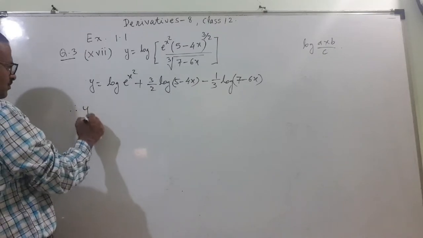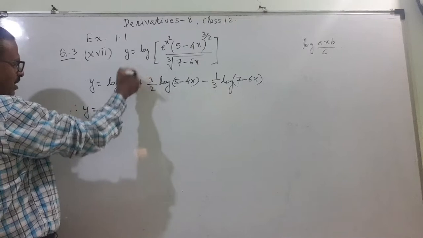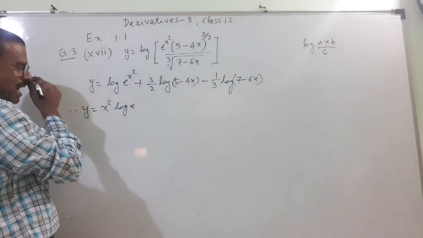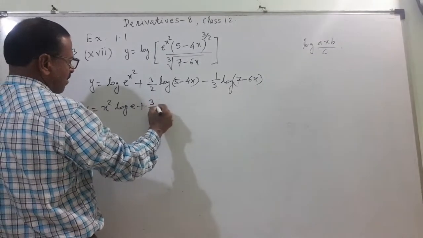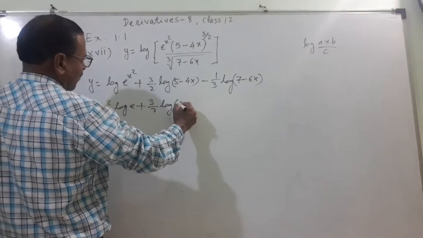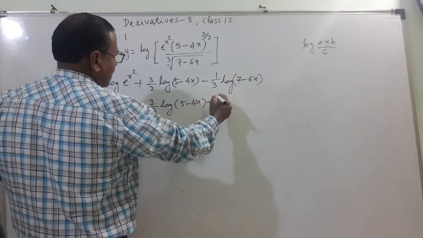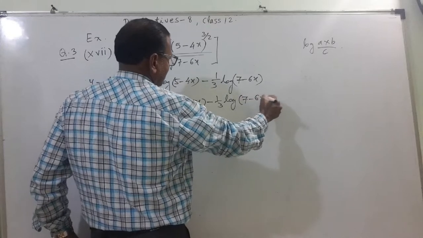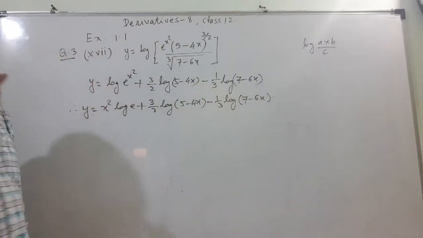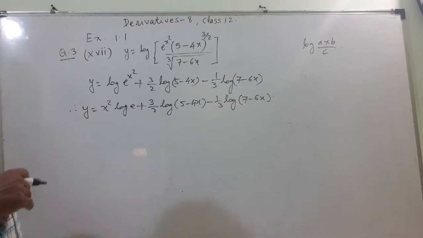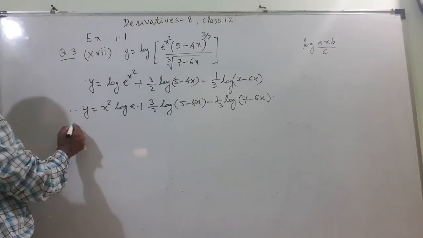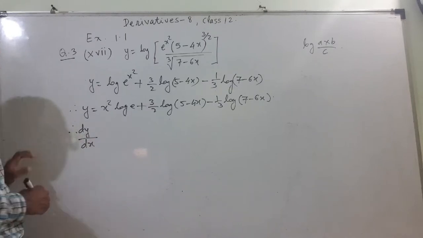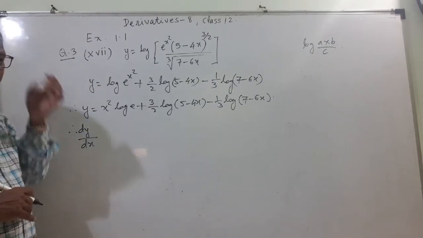Therefore, y is equal to, this is a power, it will come here, x square into log of e. This purpose I have kept here, plus 3 upon 2 log of 5 minus 4x minus 1 upon 3 log of 7 minus 6x. Okay, therefore dy by dx, whatever way you are employing, that is not important, only mathematically it should be correct.